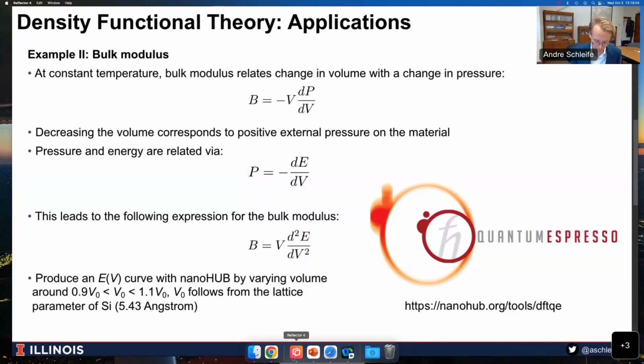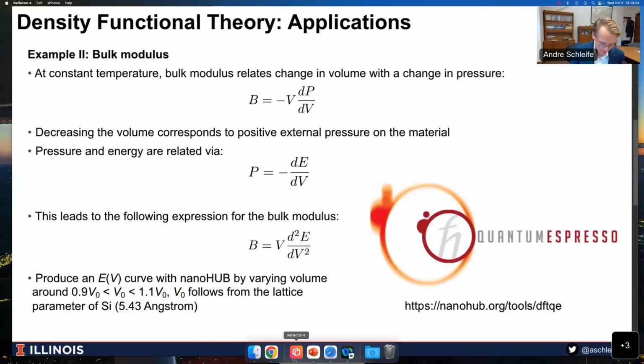The curvature of that plot can be used to compute the bulk modulus. I will not go through all of the steps, but what I will show you is at least how to produce such an energy versus volume curve. And the way to do this is usually we start from the equilibrium volume of your material, meaning the material under no pressure. You have to either know or determine that up front. In this case, we're going to use the nanoHUB provided value of 5.43 angstrom.